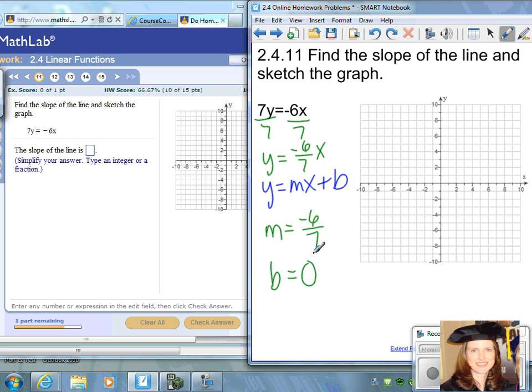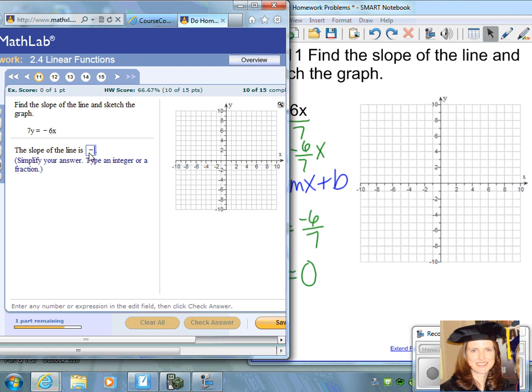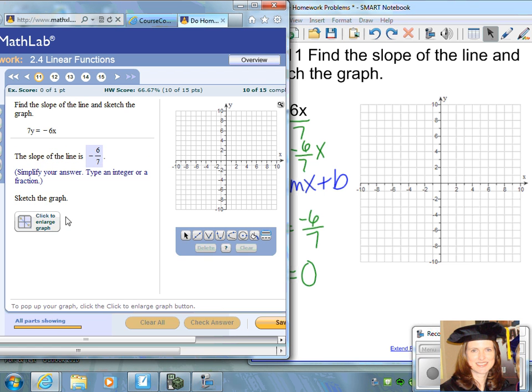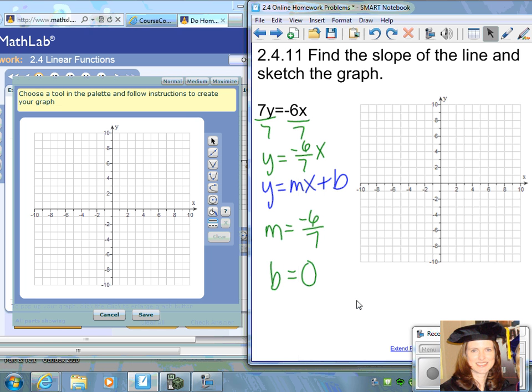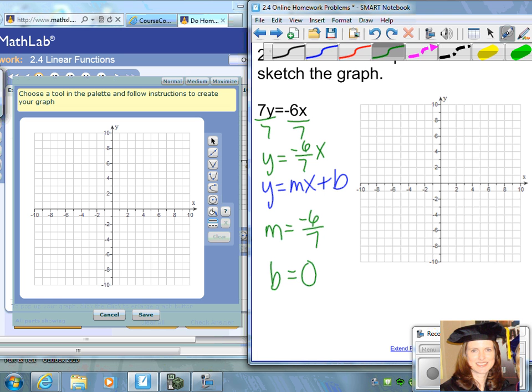So to sketch this graph, let's first check our slope. Negative 6 over 7. Check. Well done. And now we want to sketch the graph. To sketch the graph, we can start graphing at the y-intercept of 0 and then move to another point where the slope is negative 6 over 7. By hand, this looks like a point at 0, 0, and the slope is negative 6 over 7.